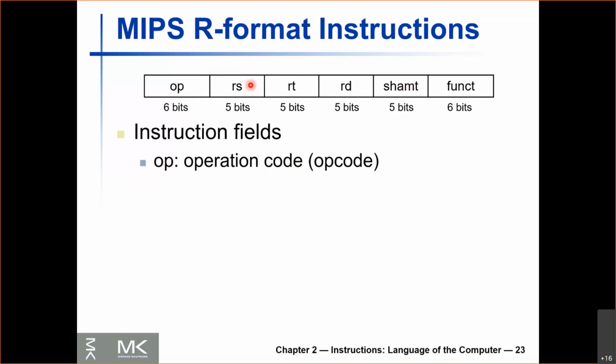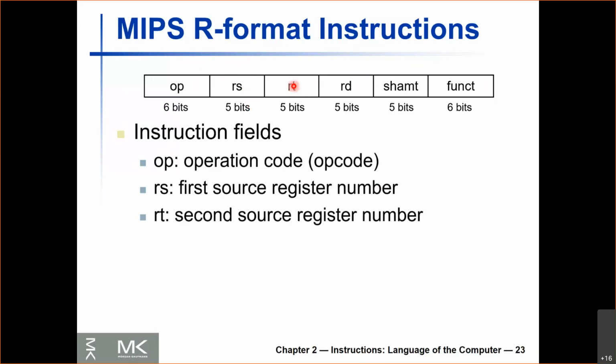The next 5 bits, rs, refer to the first source register. Remember, we said that some instructions have 2 source registers and 1 destination register. So here rs and rt are going to be the 2 source registers, and rd is going to be the destination register. So you can tell that the R format is for instructions that have 2 source registers and 1 destination register. Now, one thing you notice is that rs, rt, and rd are all 5 bits.